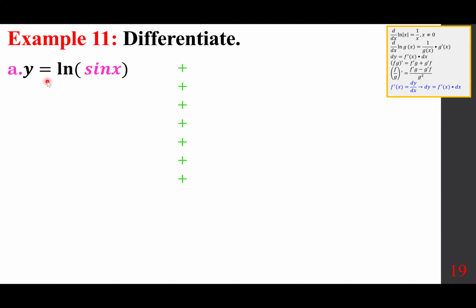And as you recall, when you have a natural log of g of x, you flip it over times the derivative. So flip this over, you get 1 over sine x times the derivative of sine x, g prime of x. The derivative of sine is cosine. And these are all x, everybody. So cosine over sine, as you remember, is cotangent.